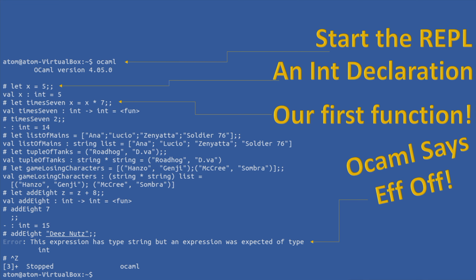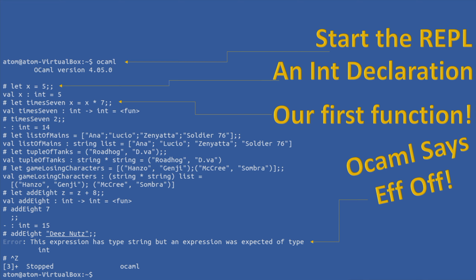I have something called times7, and it takes some variable x. Then it's going to take x and multiply it by 7. So pretty basic. You can see OCaml lays it out below: val times7, it takes an int, and then it's going to return an int. And that little fun stands for function. So if we try times7 and pass in 2, we'll get 14.